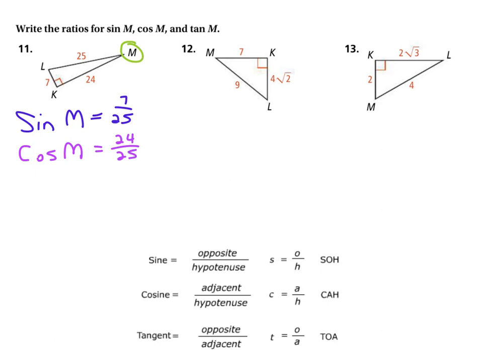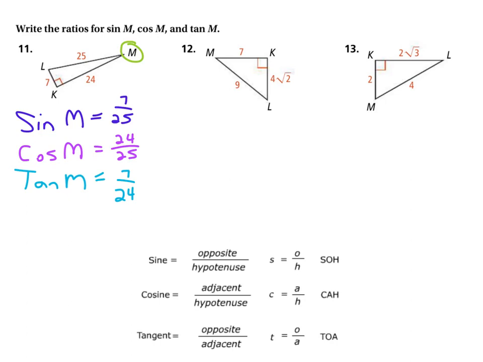over 25. And always for sine and cosine, you're going to get a ratio that's less than 1. The numerator will be smaller, and that's because the hypotenuse is always on the bottom and the hypotenuse is always the longest. So, okay. And then we've got for tangent of m, the tangent is the opposite over the adjacent. So what we have for the opposite side, 7. What do we have for the adjacent side? 24. Yeah? That's what we've got for number 11.